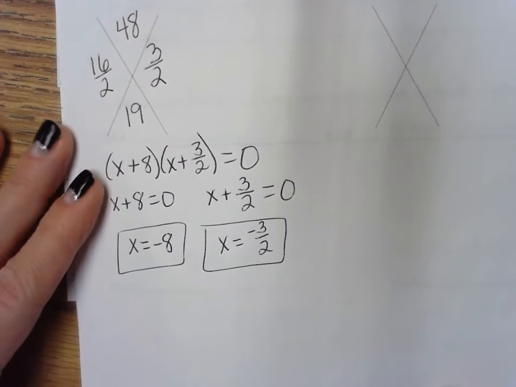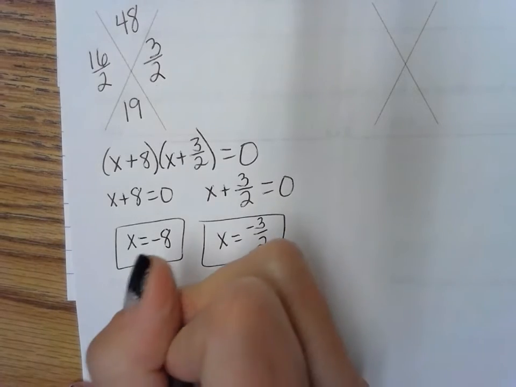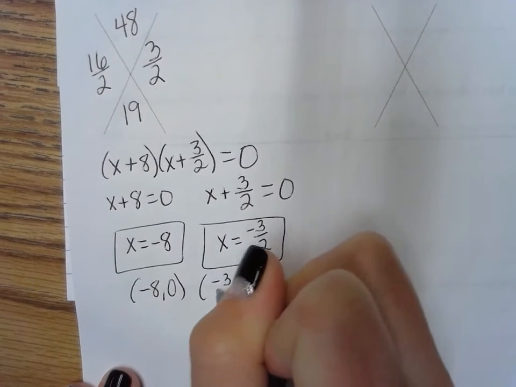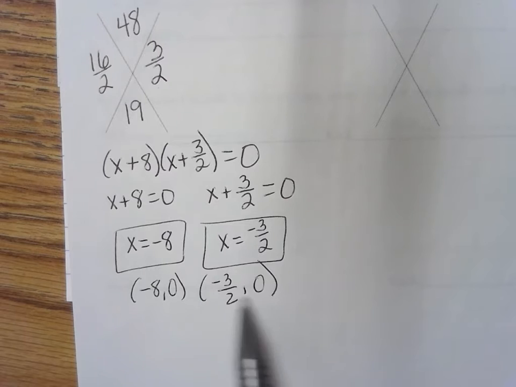And what those actually give us, and I'm totally fine with you writing it this way, but what they give us are the x-intercepts. So what we know is that these points would be on our graph. So if you want to write them as points, I'm totally fine with that. And if you just want to solve the equation separately this way and write it, I'm okay with that too.